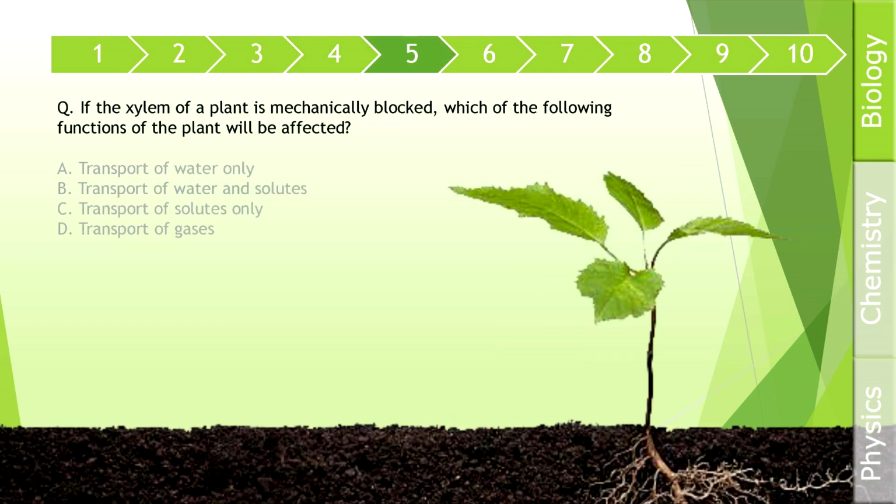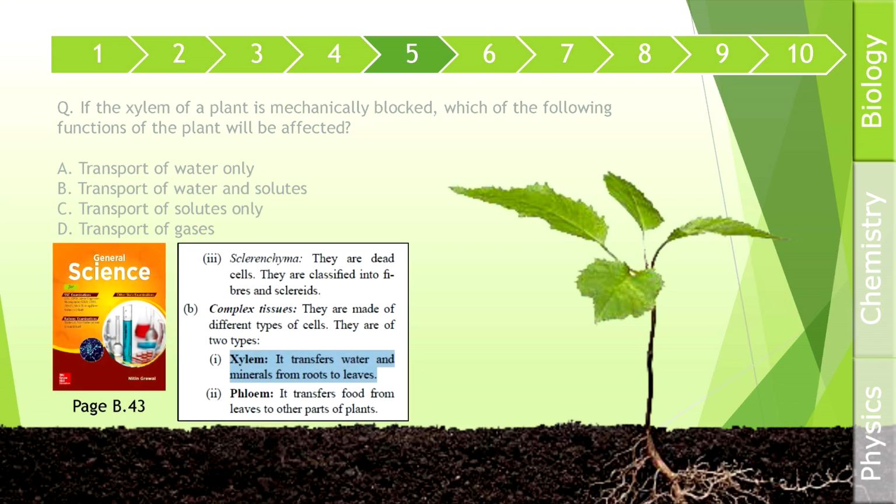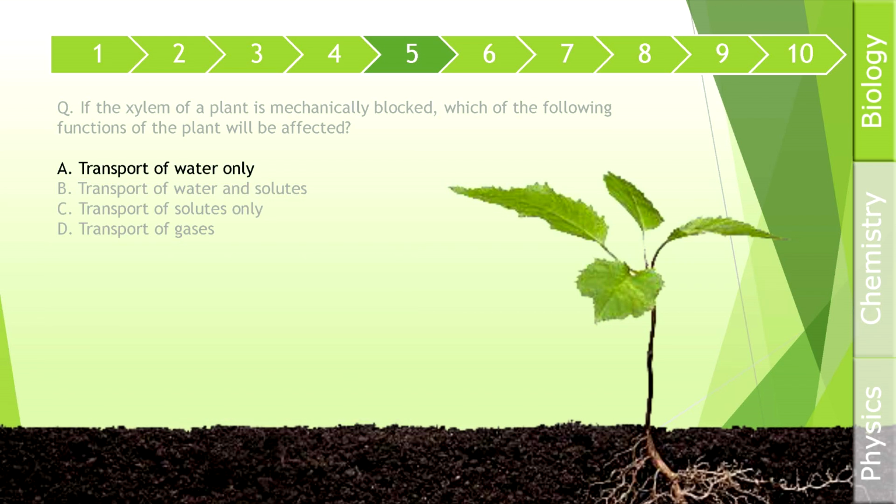Question 5. This question, when rephrased, simply asks the function of xylem in plants. Again, refer my book with page number mentioned here, and you will find that xylem transports water and minerals. And by minerals, it is intuitive that they are dissolved in water. Now let's come back to options. Option A says water only. This cannot be correct because it leaves minerals out. Hence, we mark this as incorrect answer. Option B says both water and solutes, which makes it our correct answer.